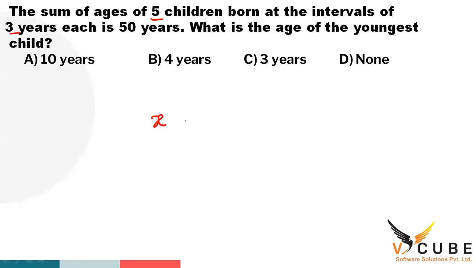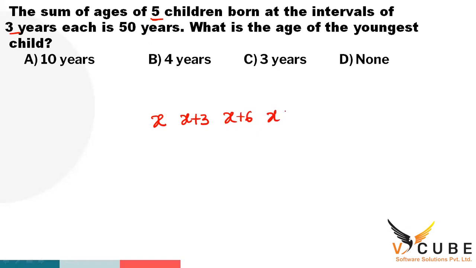Let X. Second child's age is how much, guys? X plus 3, because the gap between each child is 3 years. And third child's age is how much? X plus 6. Yes, very good.